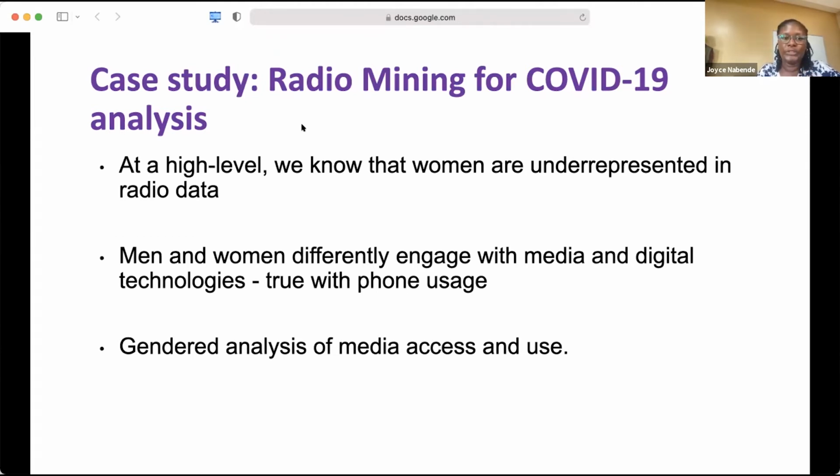And so we all know that at a higher level, women are underrepresented in radio data. Men and women, of course, engage with media and digital technologies very differently. That's true with phone usage, for example, but we're not going to go deeper into the use of ICTs. It's just to show that radio is one of these digital technologies where you still see a divide between males and females. So one of the things we wanted to analyze is the gendered analysis of media access and use.